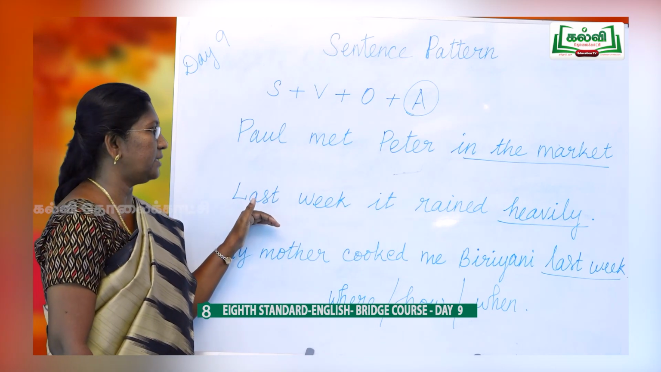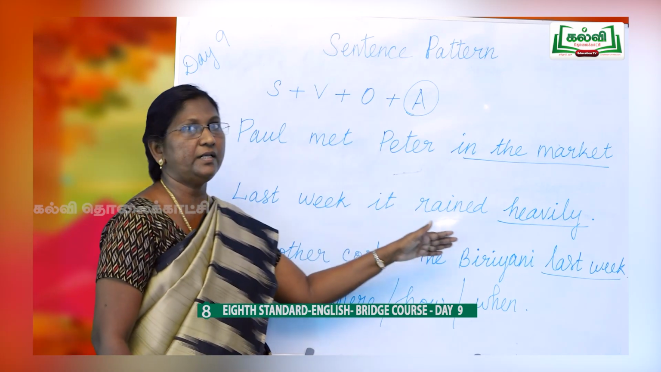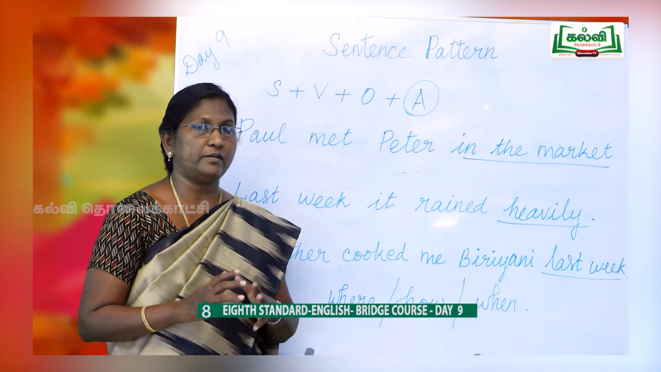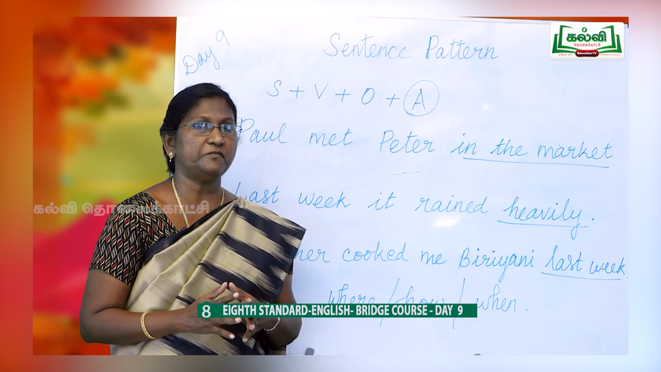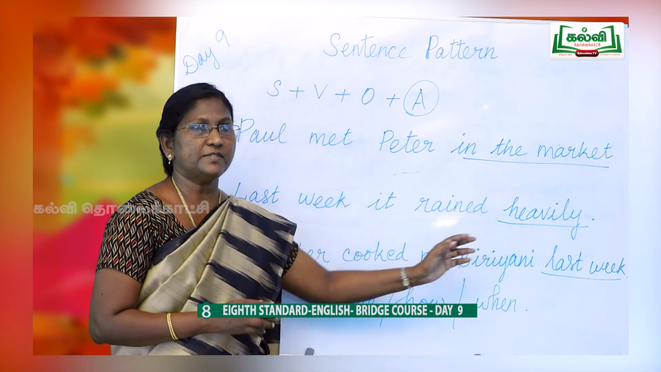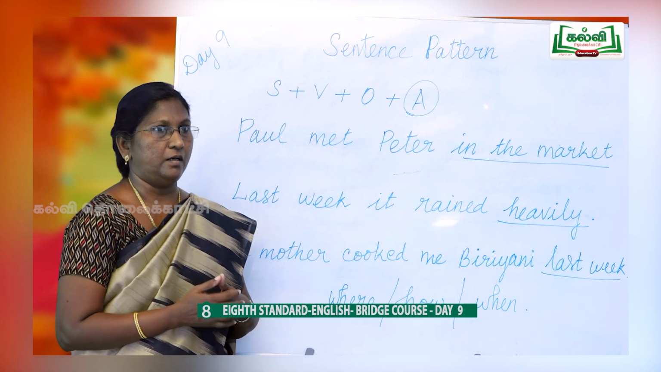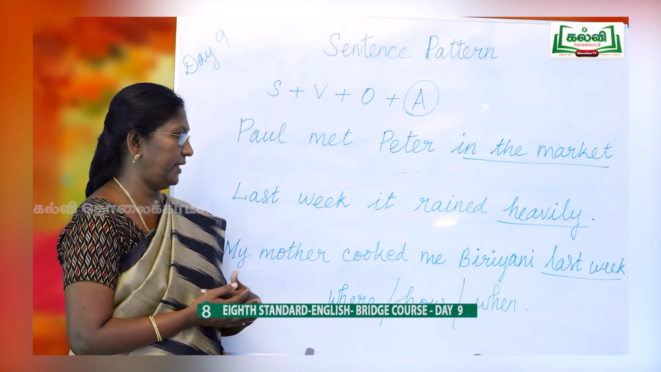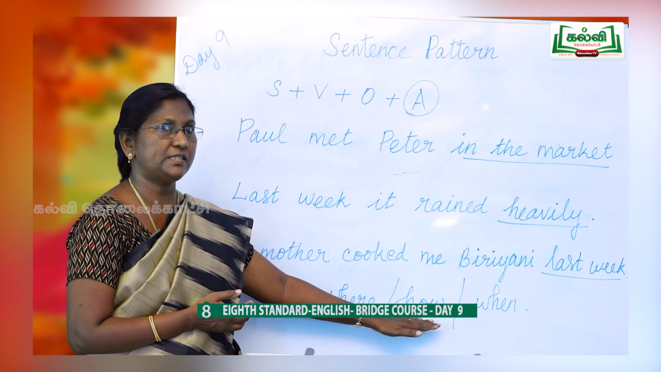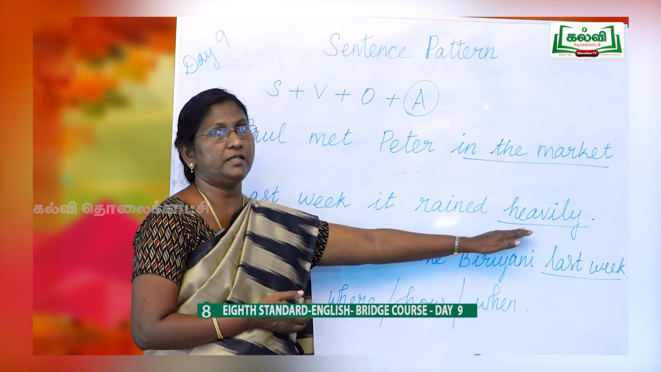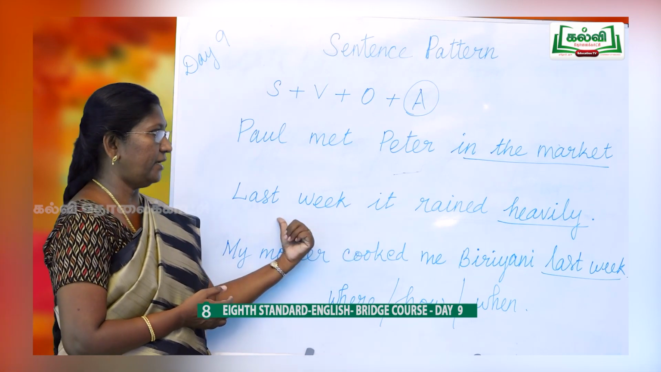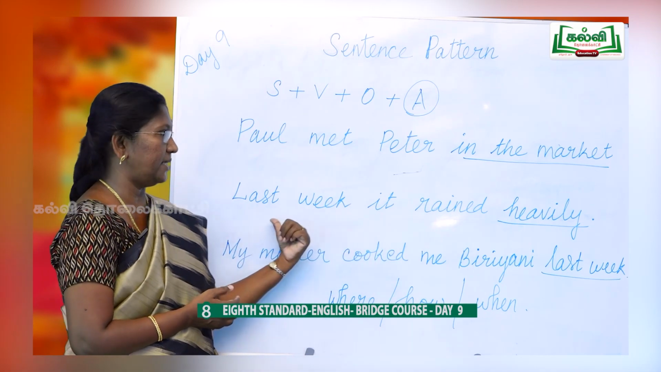Likewise, the next example is, last week it rained heavily. Last week it rained heavily. The sentence will be completed with rained. Last week it rained. It gives a complete sentence, but additionally heavily is added to give some more information about the rain, how it rained. Did it rain heavily? Yes, here the word how is used. So using this word how, if you frame a question, you will get the answer heavily. That gives you the adjunct. So here last week is also an adjunct, telling when it rained. So there are two adjuncts in this sentence.